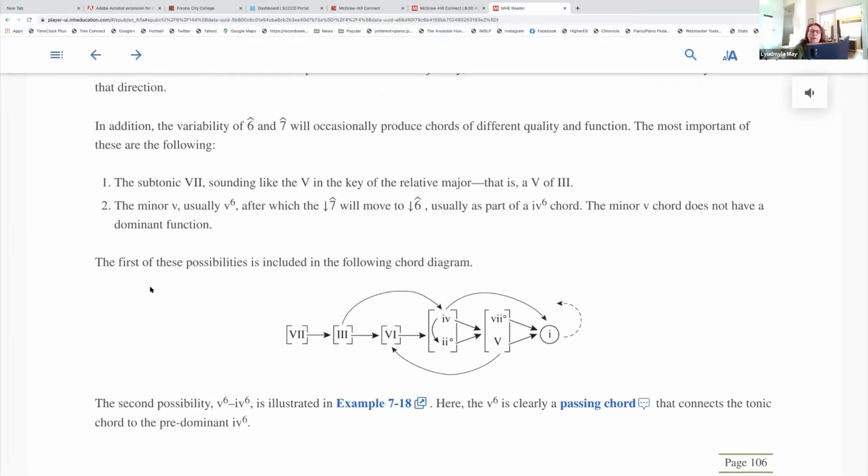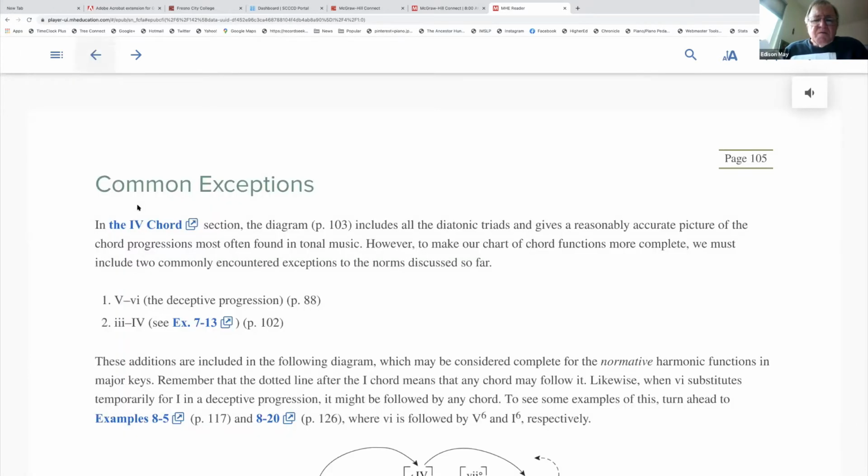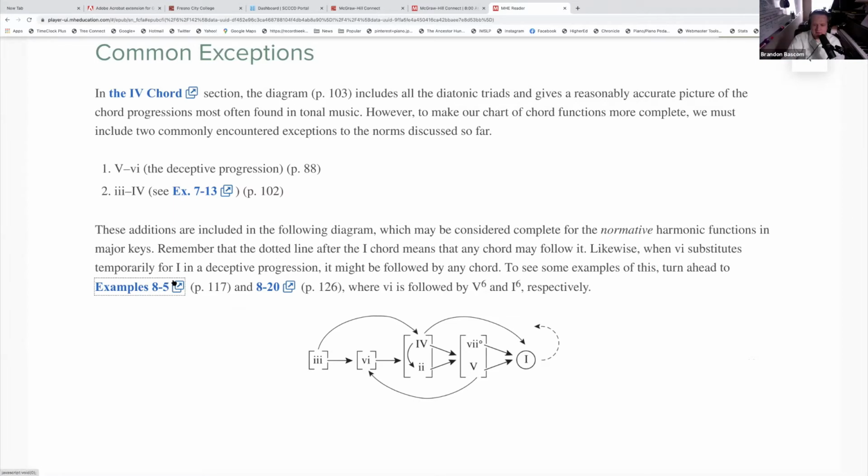5 goes to 4 and 1. 5 goes to 6 and 1. Let me go back to that one. Five goes to 1. 5 can go to 6. That's called a deceptive cadence.